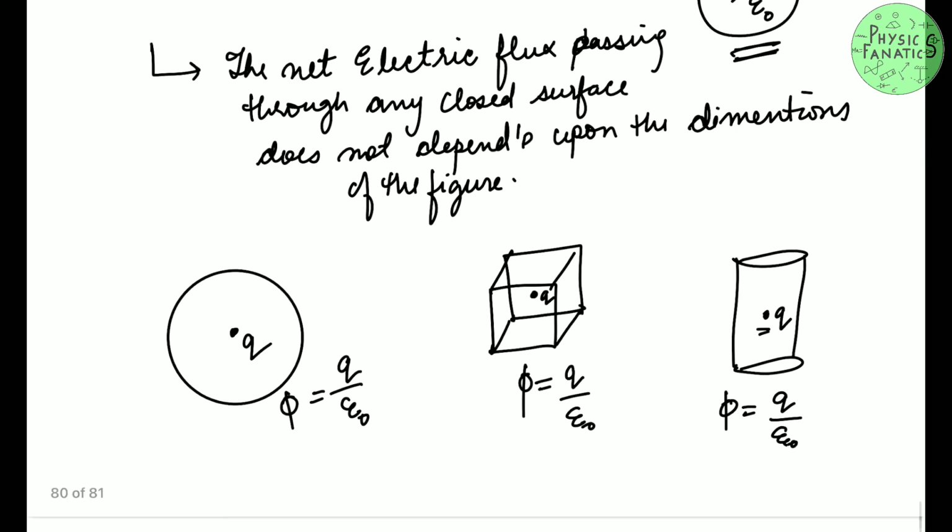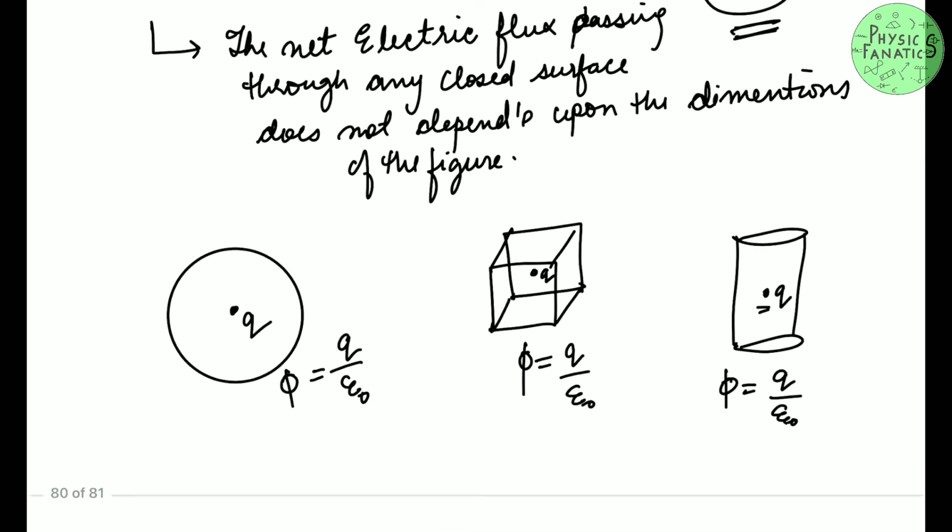Now, let's say you have a cone, and your charge is kept at the center. So what does that mean? You have phi equals q upon epsilon naught, the flux that is going out of the cone. I hope you guys can understand. So what does Gauss law state? Gauss law states that the net electric flux that is passing through any closed surface will be simply given as 1 upon epsilon naught times the net charge that is enclosed inside that closed figure. I hope that is understandable.